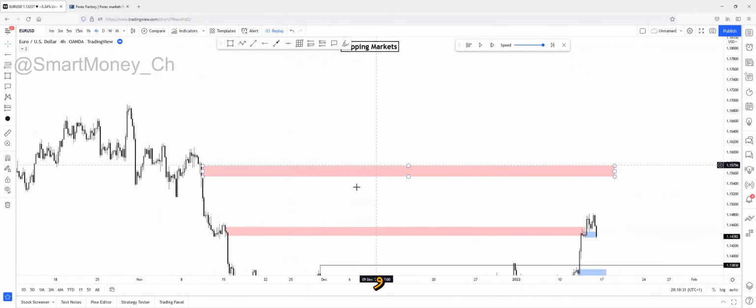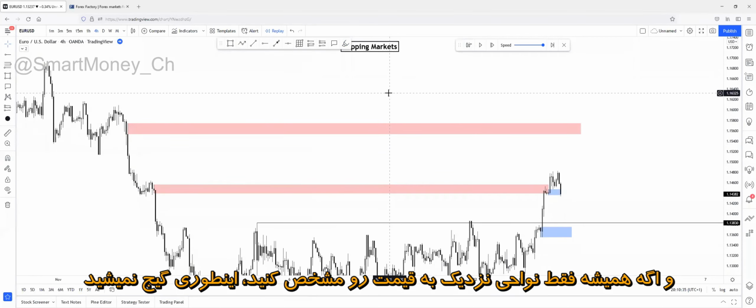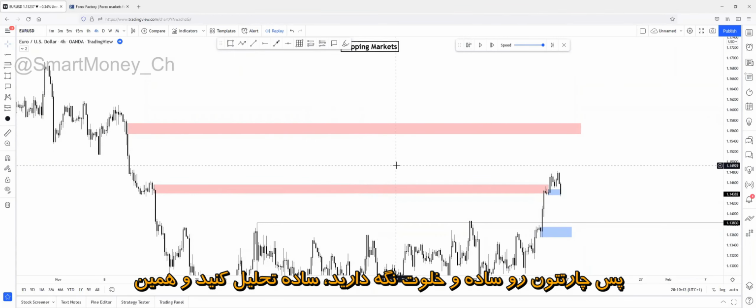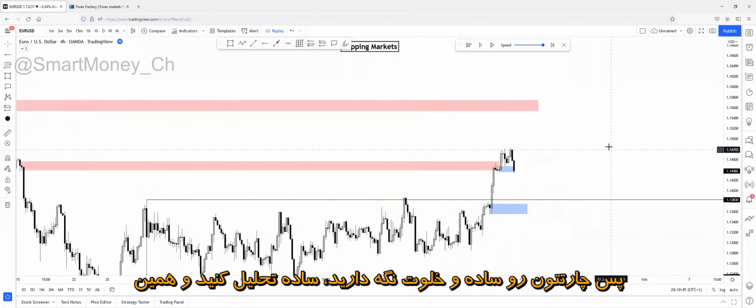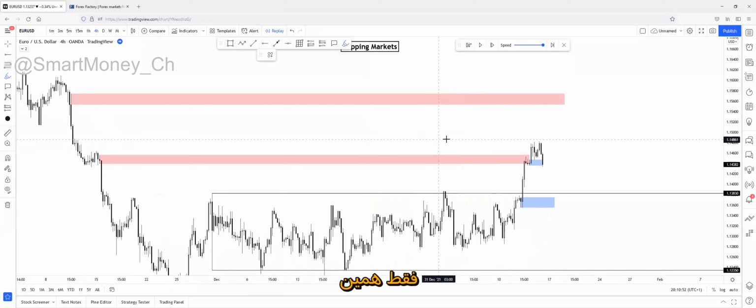And it's pointless to mark out more supply zones. Just focus on the most recent ones. Always focus on your most recent zones, and it won't confuse you. If you're marking out too many supply or demand zones, that will confuse the hell out of you, right? Just keep your chart simple, keep your analysis simple, and that's it. Mark out the most recent 4-hour zones, mark out the most recent 15-minute zones, mark out the most recent 1-minute zones. This is all about that.